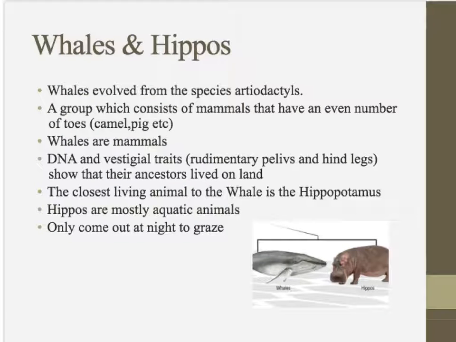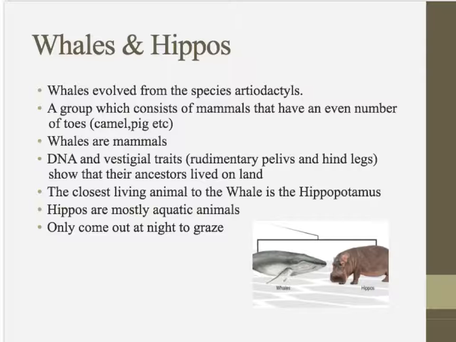Since the 17th century, it has been known that whales and their relatives are mammals. They are warm-blooded and produce live young, whom they feed with milk. DNA evidence and vestigial traits, like the hind legs and rudimentary pelvis, show that their ancestors lived on land. Whales most certainly evolved from artiodactyls, mammals that have an even number of toes, and the closest living relative is the hippo.